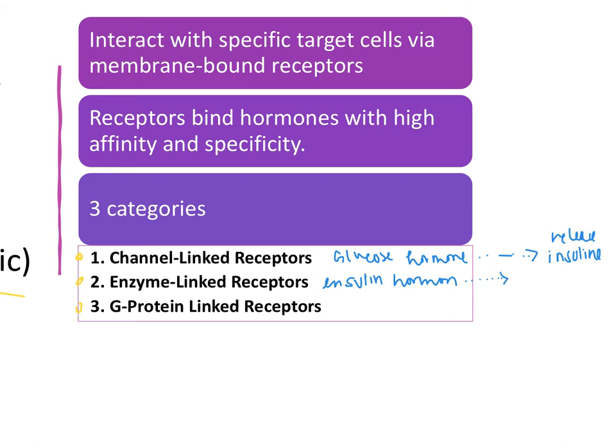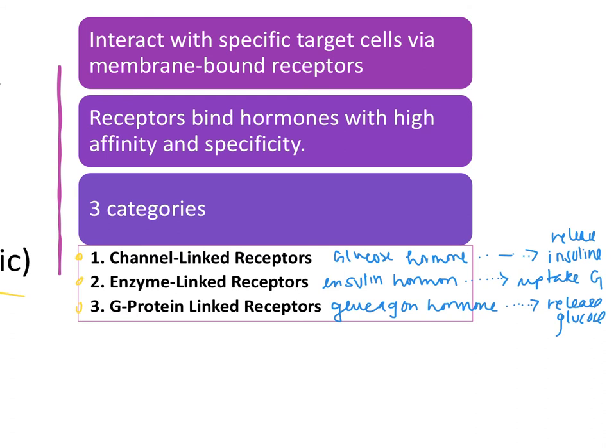Binding to an enzyme-linked receptor and causing the uptake of glucose, which is going to decrease blood glucose concentration. And then the third pathway, we'll look at glucagon as the hormone. And that is going to signal the release of glucose. And that uses a G protein linked receptor.